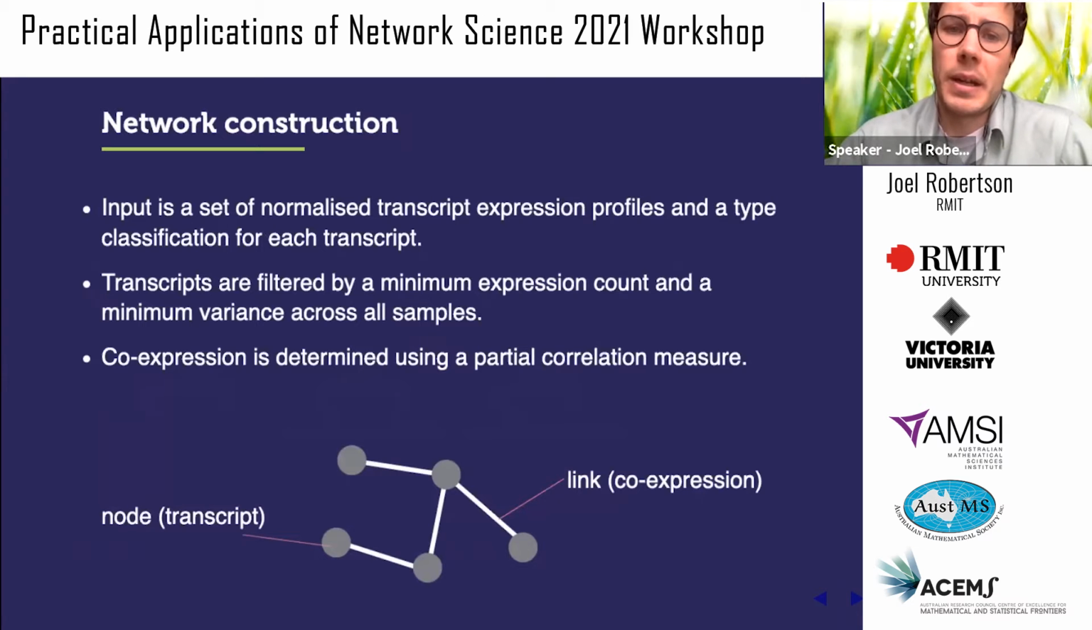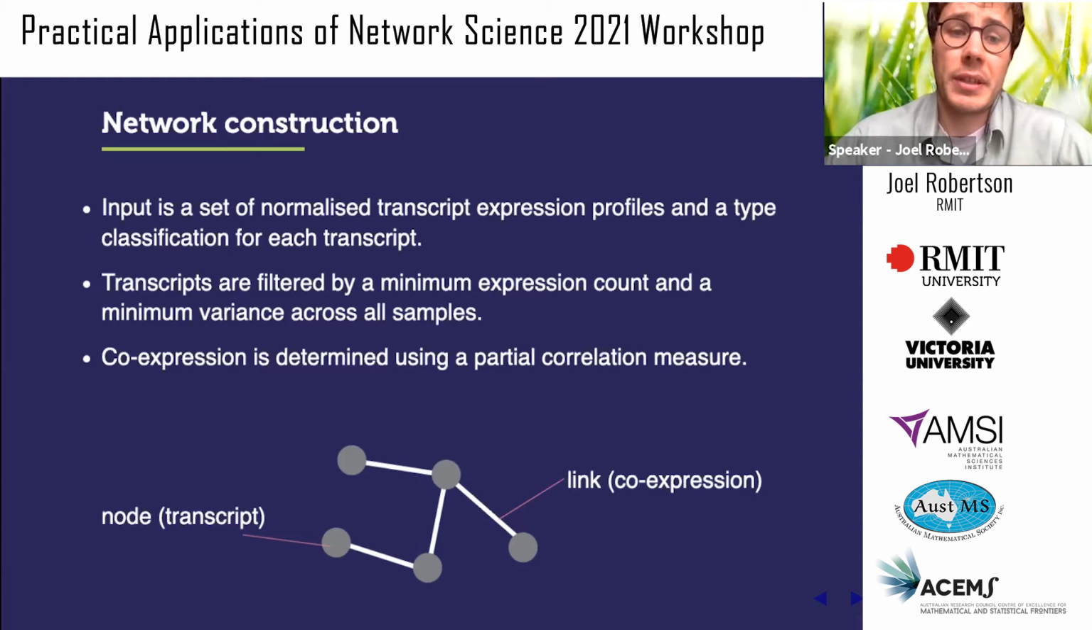To construct our networks, all we need is a transcript expression profile for each sample, and then a type classification for each of those transcripts. We also want to get rid of transcripts that aren't doing too much across all the samples. So if they don't have a very high expression in general, or they're very stable with their expression, then we want to ignore them. It's also important in the inputs to have samples that allow this variation in expression. You want diverse samples, whether that be time-based or condition-based, or even just a high number of replicates.